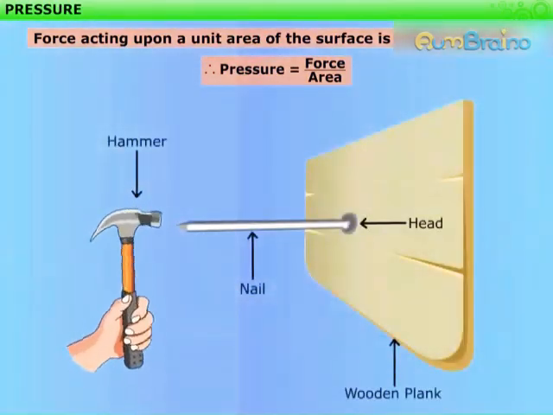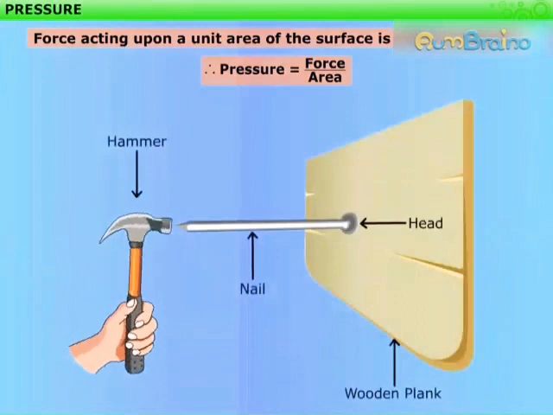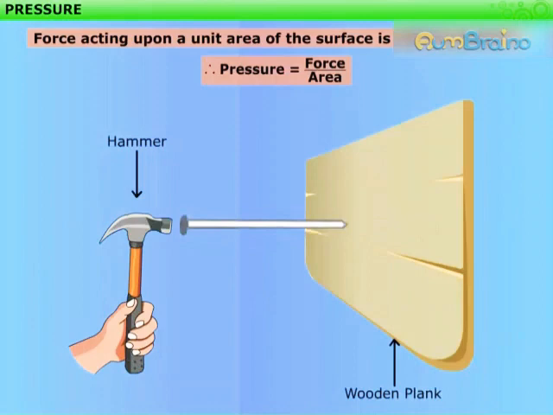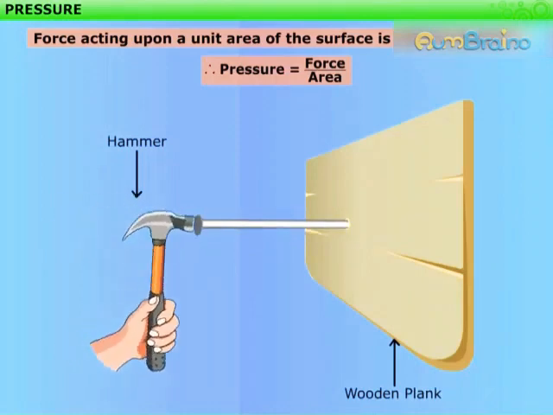Try to push a nail into a wooden plank by its head using a hammer. We find that we cannot push the nail into the plank. Now try to push the nail by the pointed end. This time, it was easier to push the nail into the wooden plank.